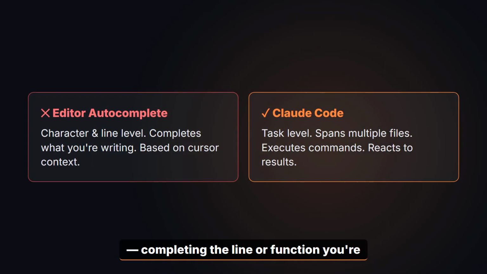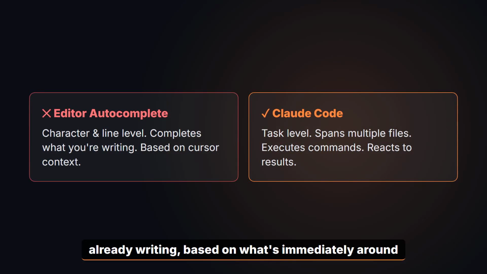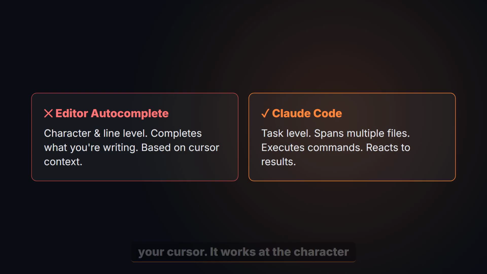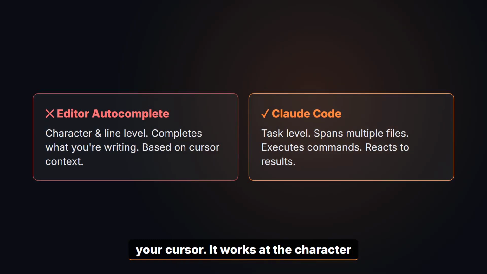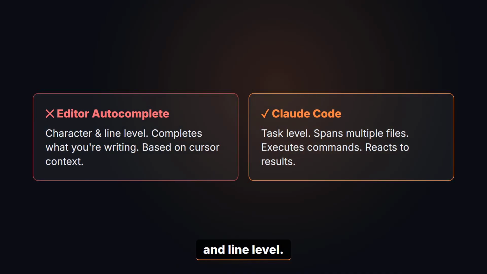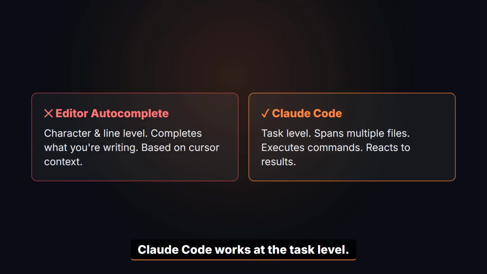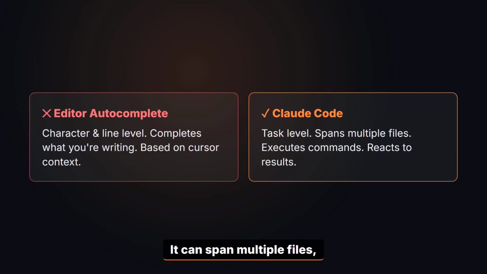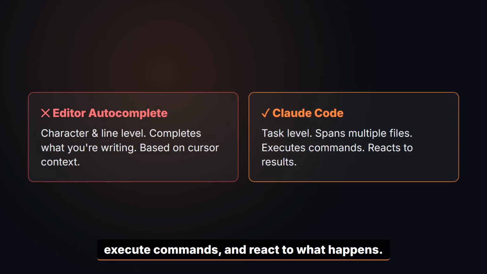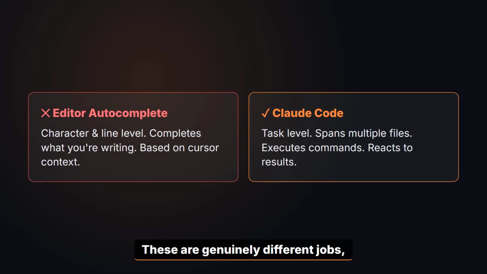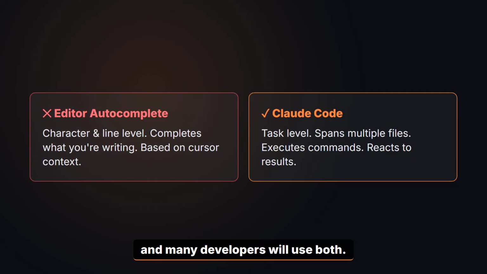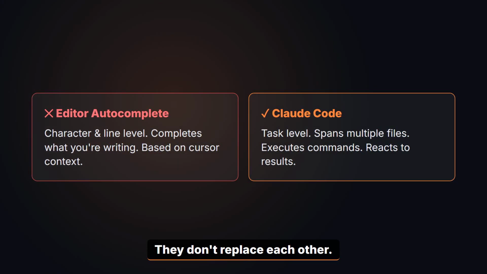Second, versus editor autocomplete. Autocomplete is excellent at what it does, completing the line or function you're already writing based on what's immediately around your cursor. It works at the character and line level. Claude Code works at the task level. It can span multiple files, execute commands, and react to what happens. These are genuinely different jobs, and many developers will use both. They don't replace each other.